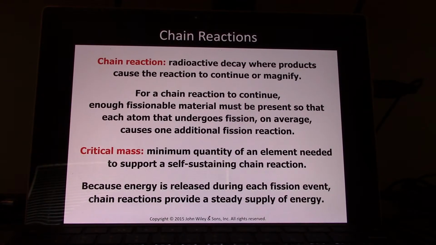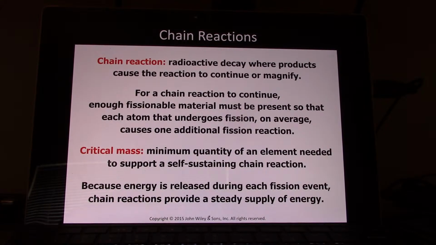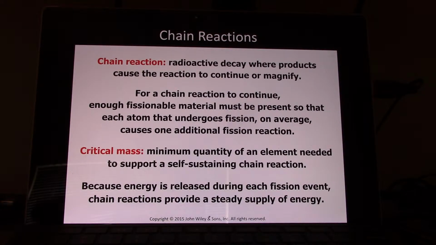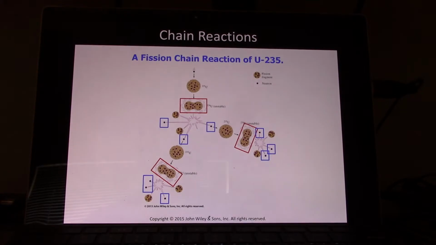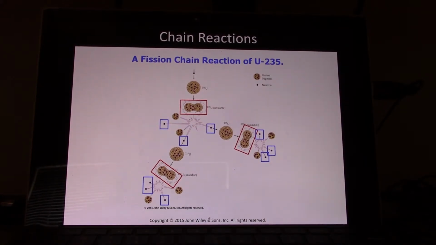Because energy is released during each fission event, chain reactions provide a steady supply of energy. Energy is released every time there's a fission event and uranium is broken up into 2 pieces. And you have 3 neutrons that can cause more of that to happen, but you're producing energy to keep the reaction going. So a chain reaction can easily get out of hand. And that's what we're seeing here.